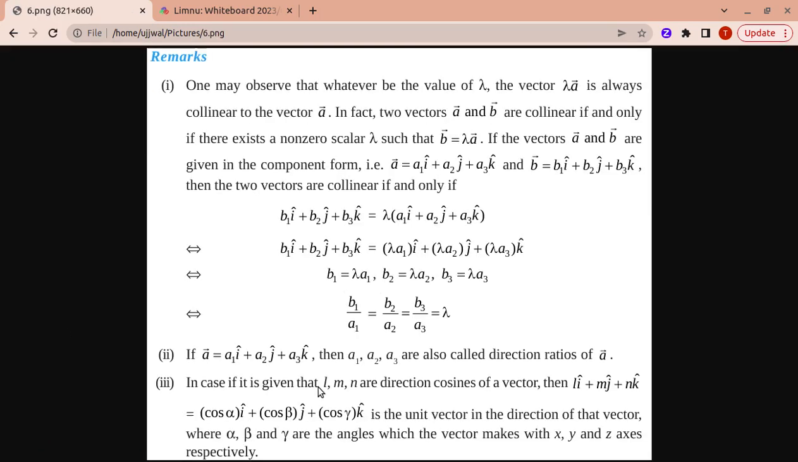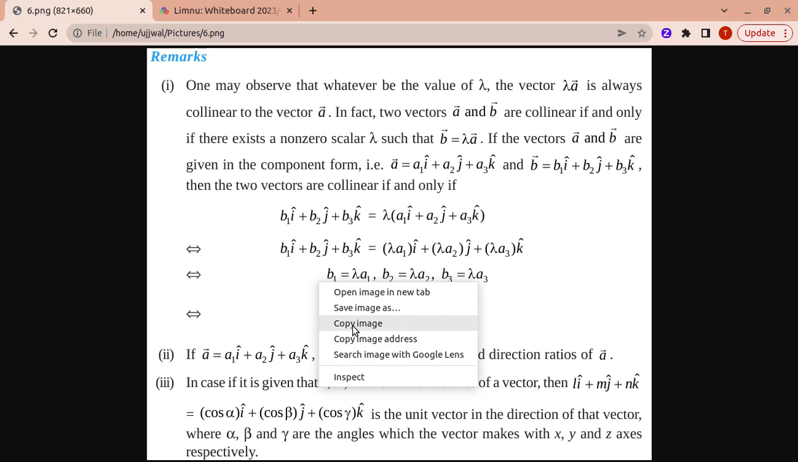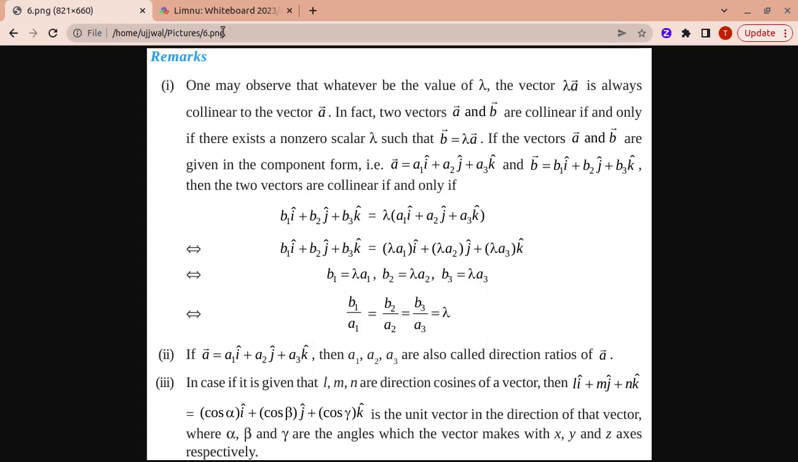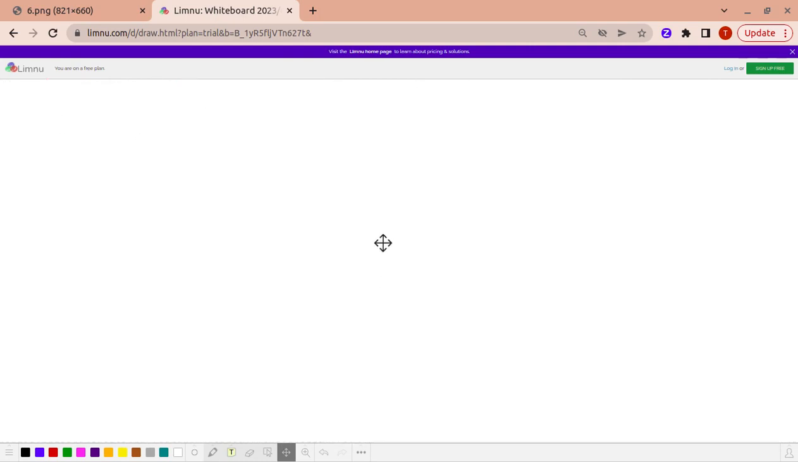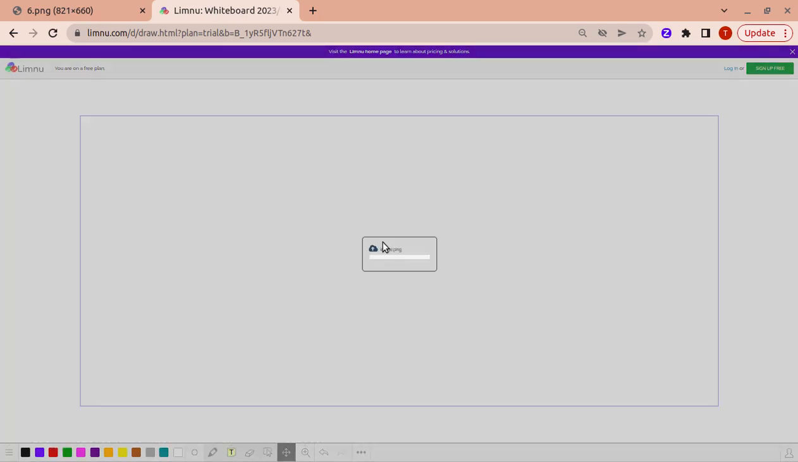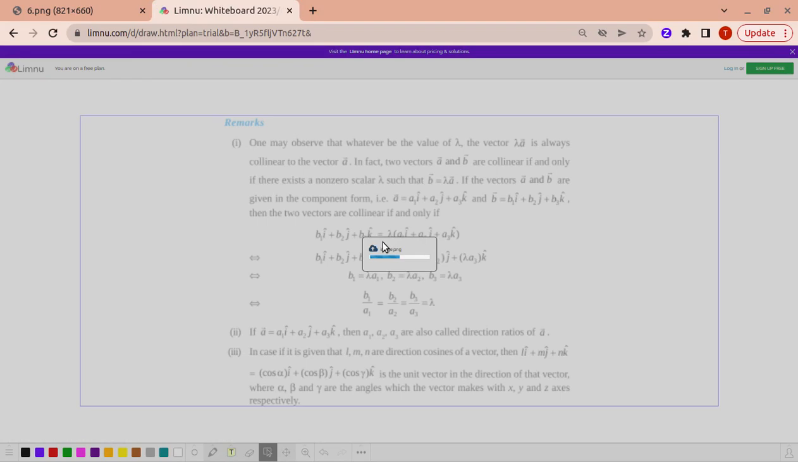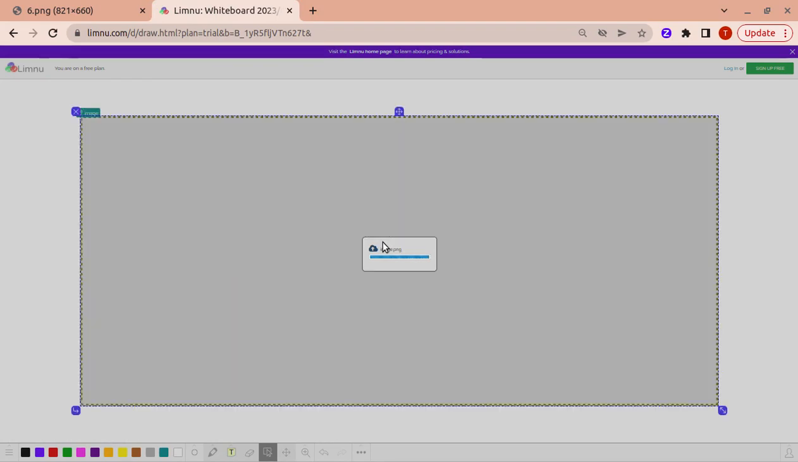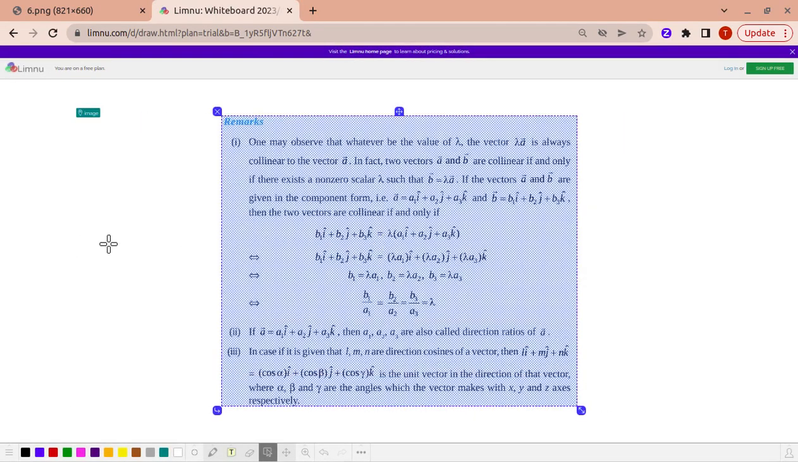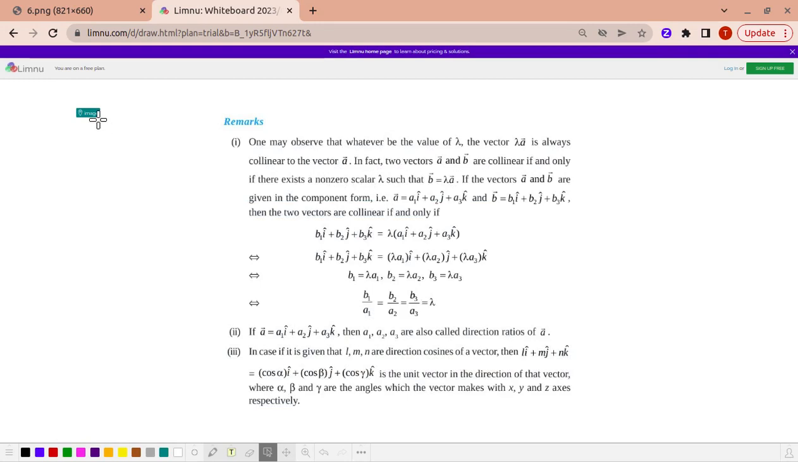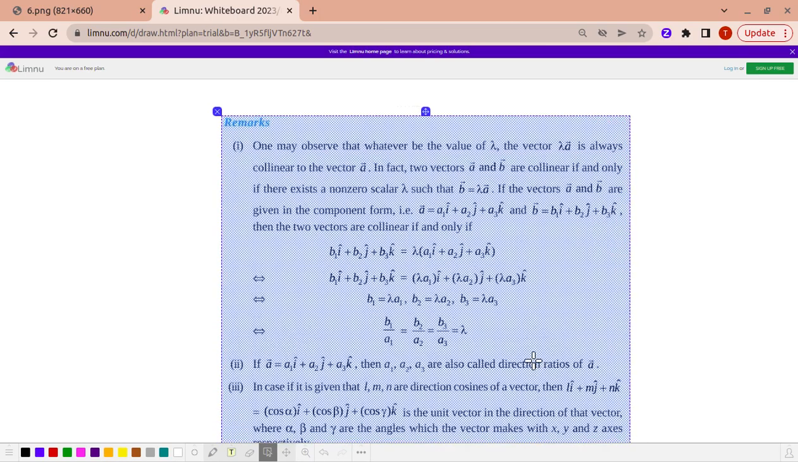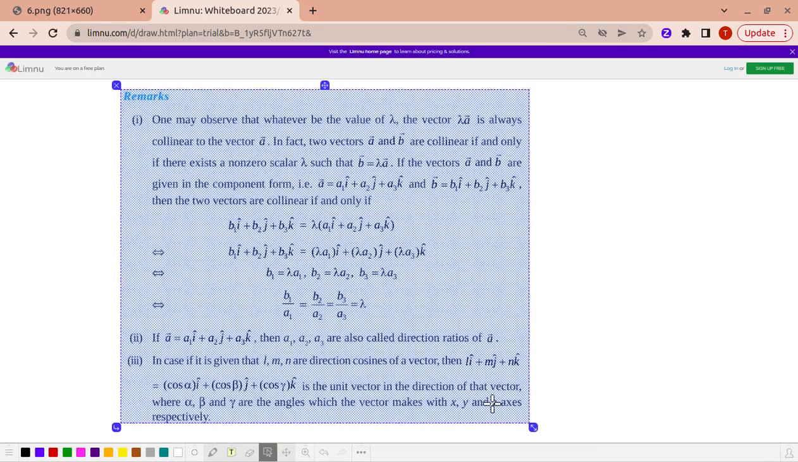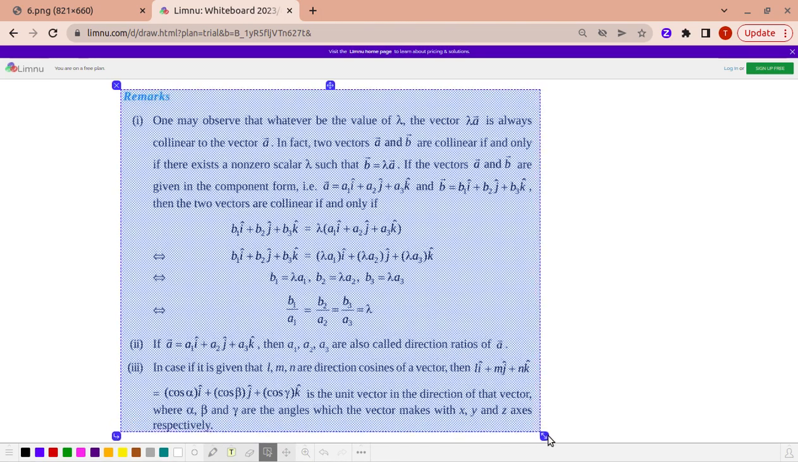Okay, so I'm going to make a very important remark here, and I want you to notice it. As you see here, dear students, we can observe that whatever be the value of lambda, the vector lambda a is always collinear to the vector a.